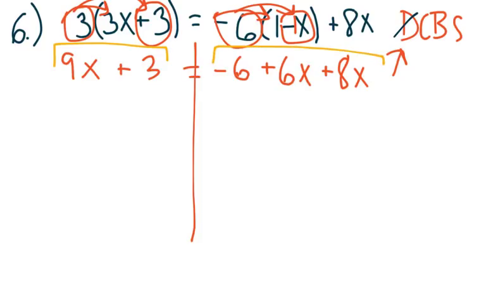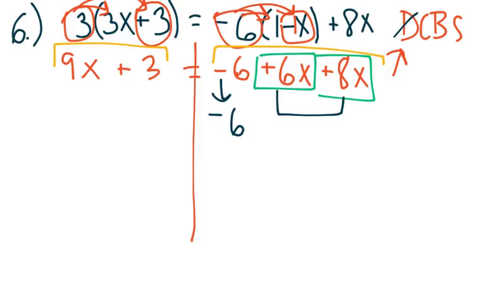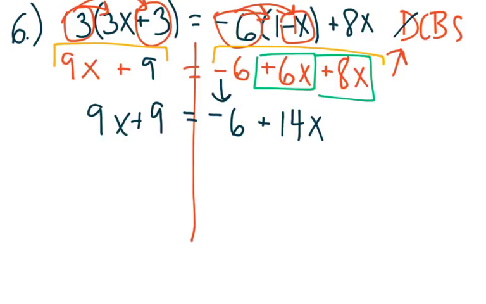How about over on the right side? Is there anything we can combine? Absolutely. We can combine a positive 6x plus 8x. So negative 6 comes down, and we're left with positive 6x plus 8x, which is positive 14x. On the left, 9x plus, did anyone catch my error? I accidentally wrote plus 3. What I should have written is 9. So we have 9x plus 9. Sorry about that. All right, so we've combined like terms.